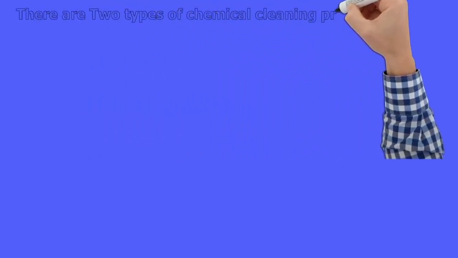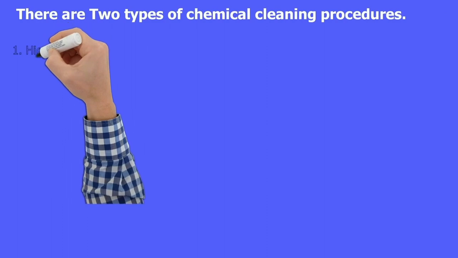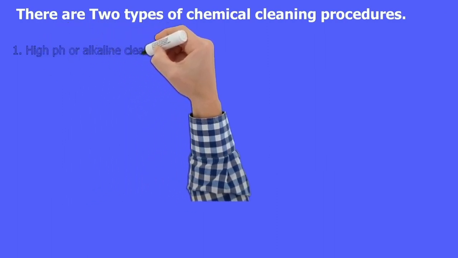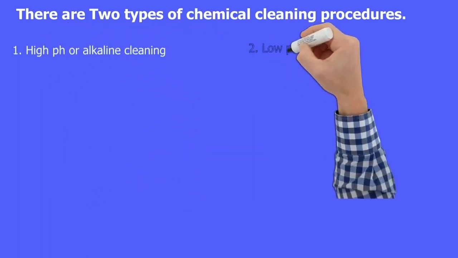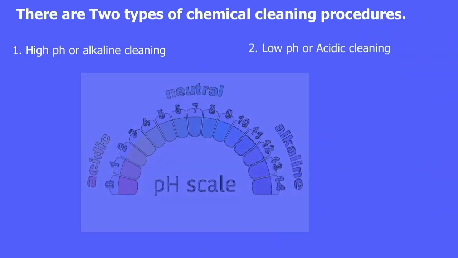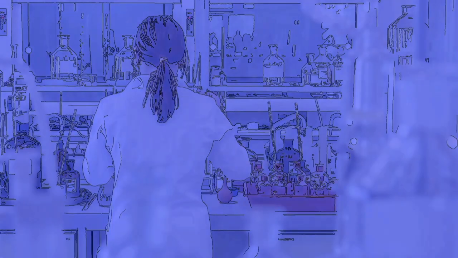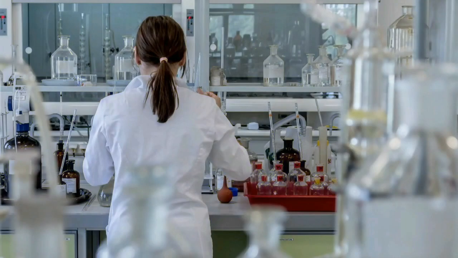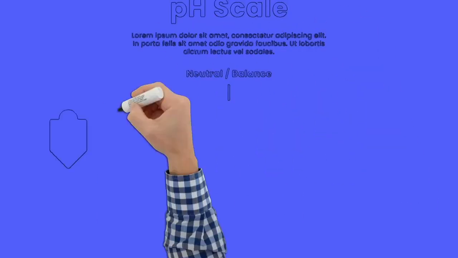There are two types of chemical cleaning procedures. 1. High pH or alkaline cleaning. 2. Low pH or acidic cleaning. It is more important to know which type of cleaning procedure is suitable for your membranes or plant. To know this, first of all we should analyze whether the membrane scaling is high pH or low pH.